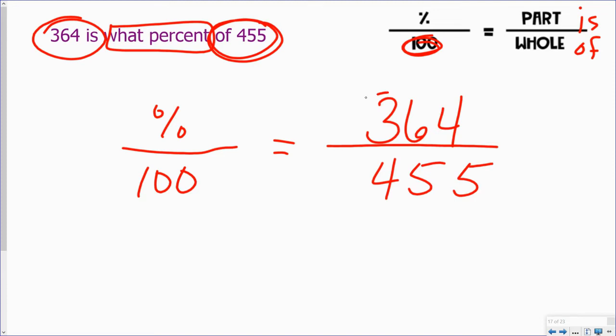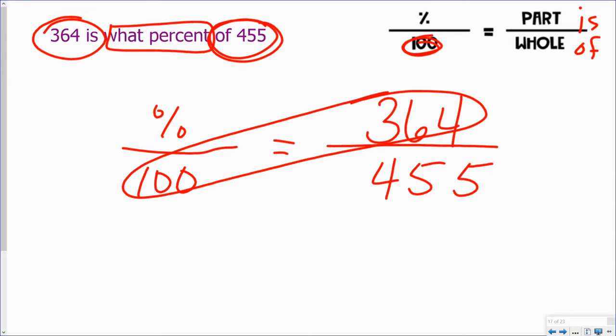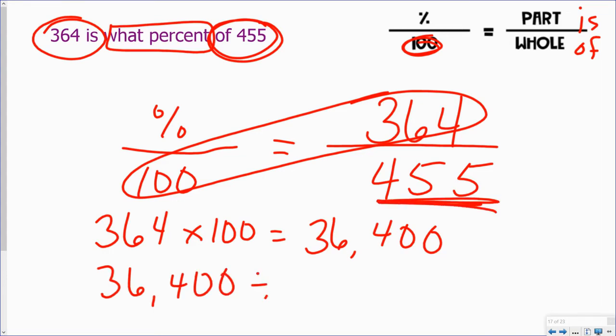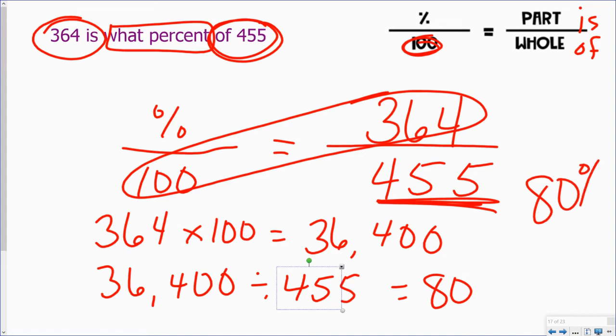Again, I'm going to use cross multiplication. So I multiply across here. I would take 364 and multiply it by 100, and that would give me 36,400. Then I would take my 36,400 and divide it by the other number that's left over, which is 455. That gives me a total of 80. And so my answer would be 80%.